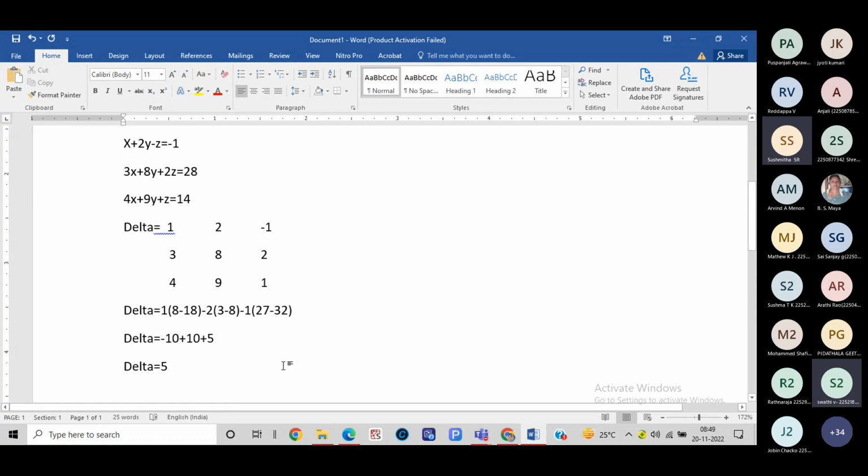Plus 5, ma'am. Everyone got this one? Any doubt in these steps? 27 minus 32, then we get minus 5, minus into minus plus, plus into 5 ones are 5. Plus 10 minus 5 cancel together, we get only 5. Shall we go for the next step?